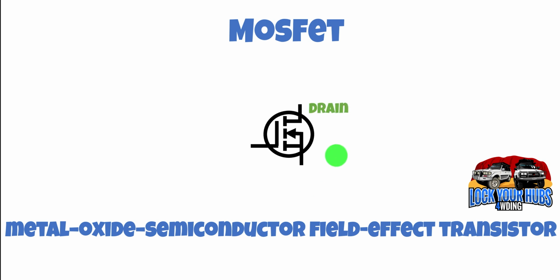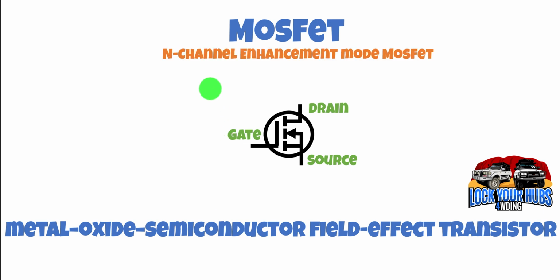Now, we have a drain and a source, and we can think of the drain and the source as the output. And we also have a gate. Now we can think of the gate as a controlling input, like we do with a conventional relay where we connect up the power to the coil. Now, this particular sort of MOSFET is known as an N-channel enhancement mode MOSFET.